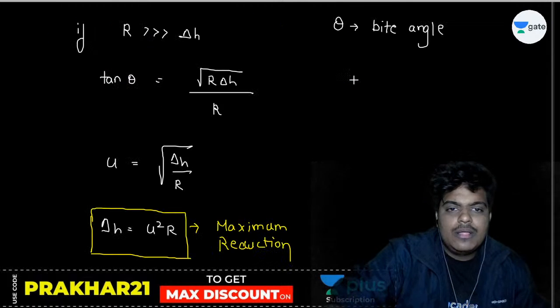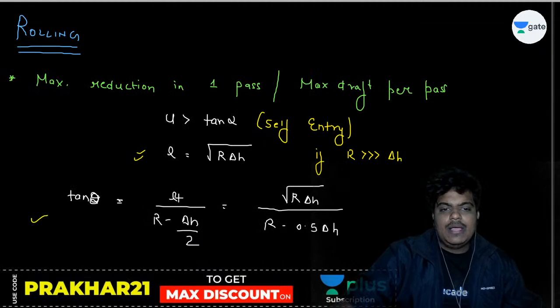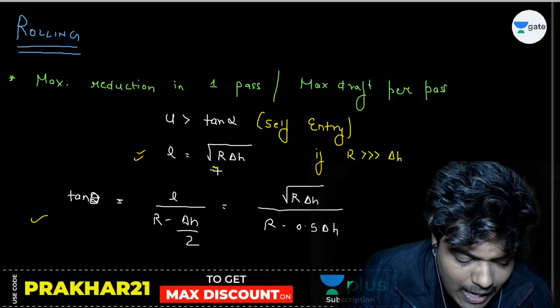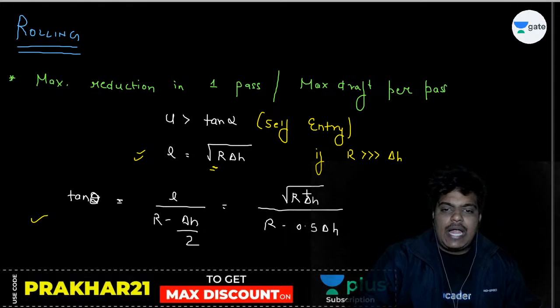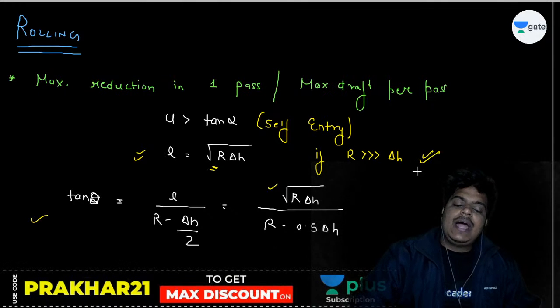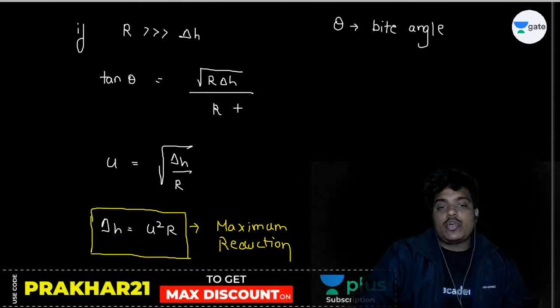This is the formula, that's why I have written it here. L can be written as root over R del H, and I have written R minus 0.5 del H. Now if R is much bigger than del H, the denominator becomes only R, as the 0.5 del H is almost negligible. Tan theta is mu, root over R del H over R, and R and R get cancelled. The result is del H by R.